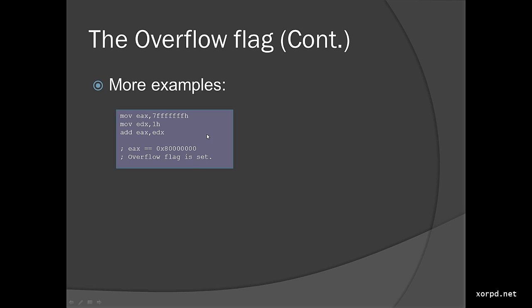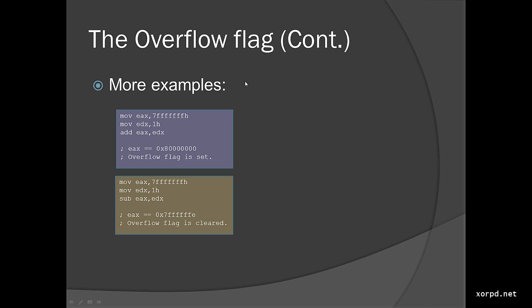It is set because we added two positive numbers. This number is positive, and also this one is positive, and the result is negative. You can see that the most significant bit of this number is 0. The most significant bit of this number is also 0. However, surprisingly, the most significant bit of this number is 1. Regarding the 2's complement representation, we actually added two positive numbers and we got a negative number. That is why the overflow flag is set.